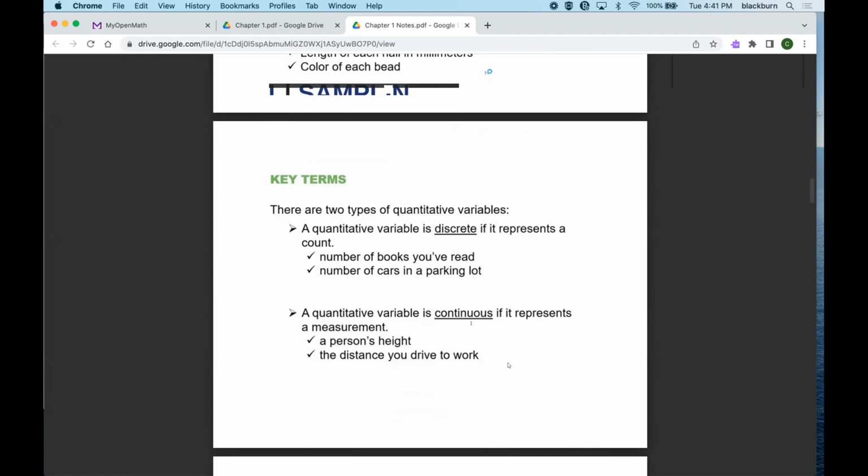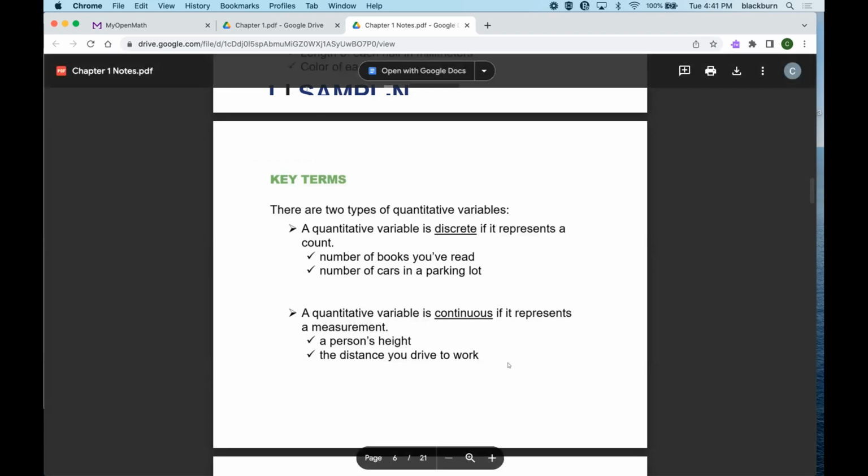Continuous is if it represents a measurement. So a person's height, right? Because you could be 5'2" and 3/4 inches. You could be 5'2" and 7/8 inches, right? There's all those continuous in-between numbers. So that would be considered a continuous quantitative variable.